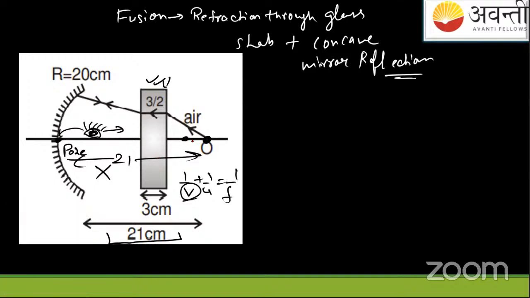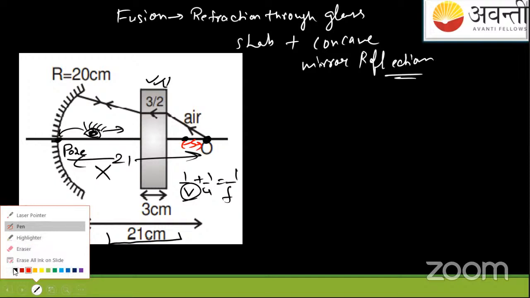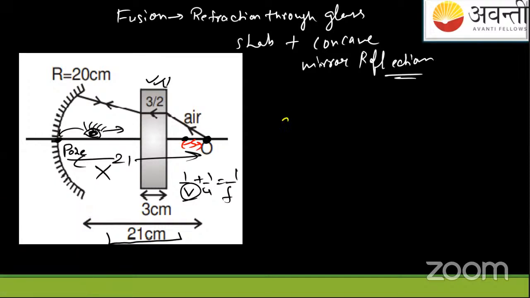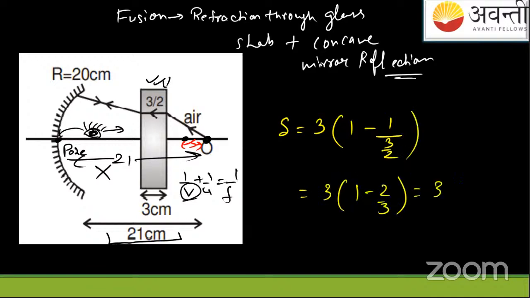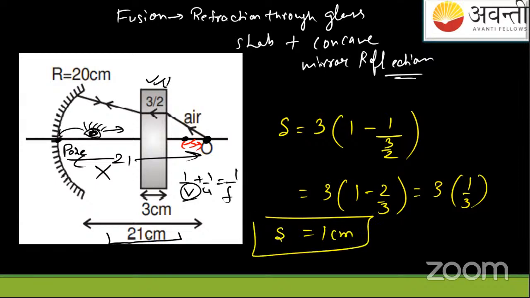Let us find the shift first, because the slab is there. The shift is the thickness of the slab, which is 3 centimeter, times 1 minus 1 by mu, where the surrounding medium is air and the slab is 3 by 2. So this gives 1 minus 2 by 3, that is 3 into 1 by 3. This is 1 centimeter. So the shift in the slab comes out to be positive.